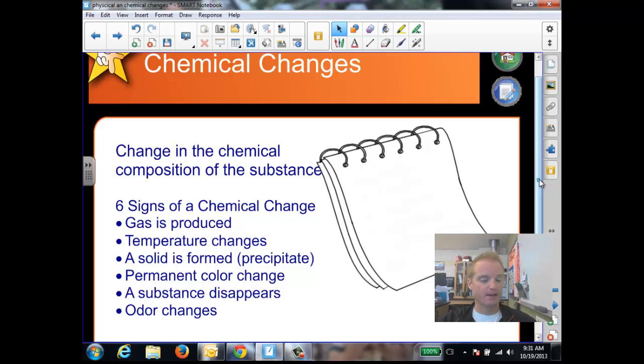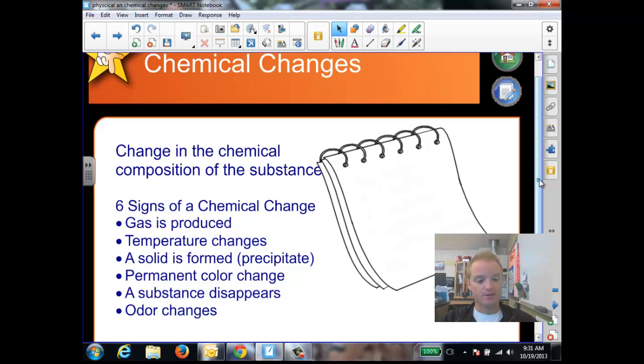Gas is produced. Anytime you burn a piece of wood, you can see the smoke. That gas is being released as it burns. The temperature changes. Sometimes there's heat released, like in a fire. Sometimes heat is absorbed, so it actually gets colder. Sometimes a solid is formed. We'll talk more about this. It's called a precipitate. And remember, if you're not part of the solution, you're part of the precipitate.